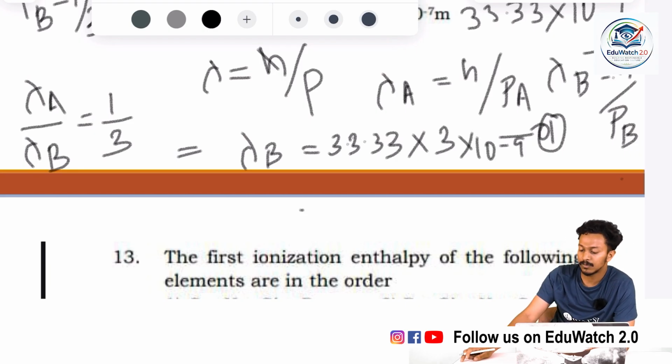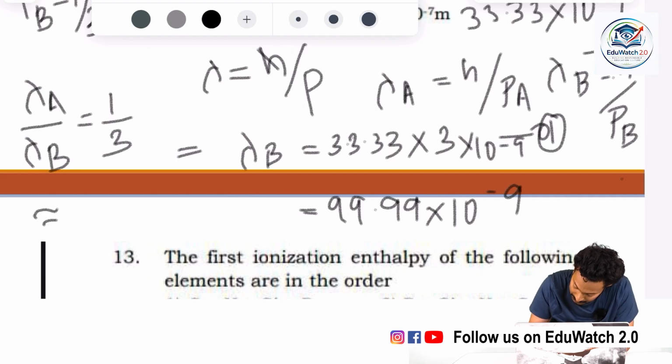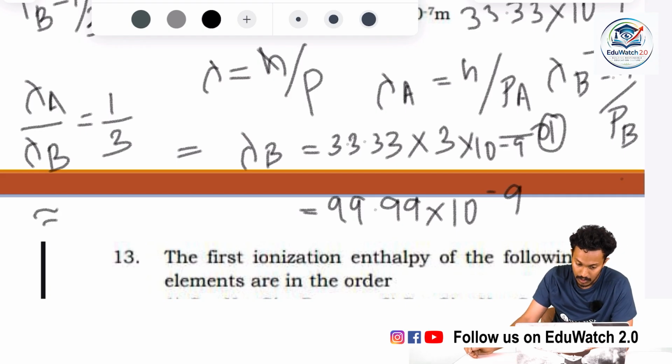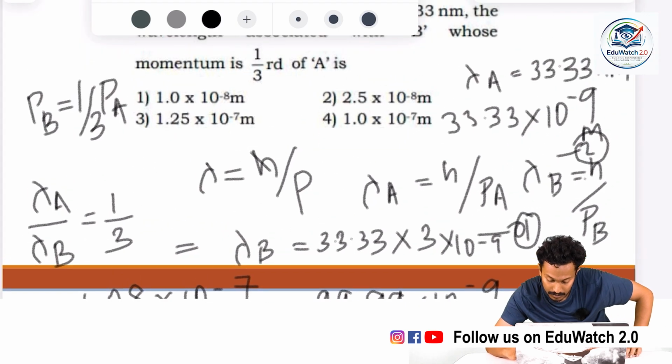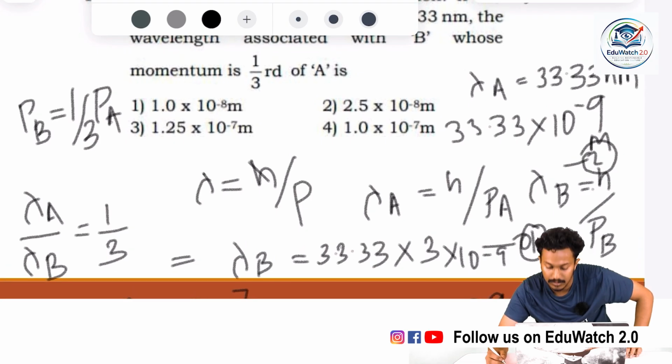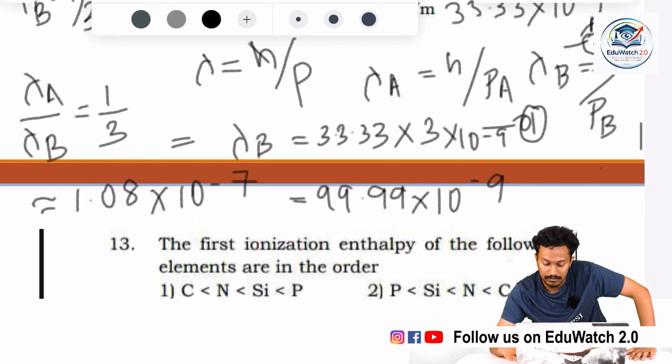This is what we got here, which will be 99.99 into 10 raised to minus 9, which is approximately equal to how much? 1.0 into 10 raised to minus 7, which is option number 4. Okay. Have you understood that?